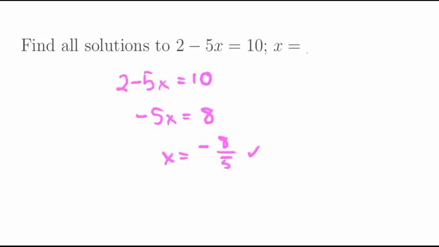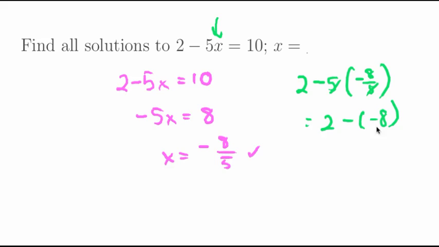Okay, that should be my answer, but once again, I'm going to be careful and check this out. So if I put that negative 8 fifths back in, I get 2 minus 5 times negative 8 fifths. And let's see, what does that equal? Well, the 5's cancel, and I have 2 minus negative 8. That's 2 plus 8, which is 10, which is what it's supposed to be equal to. So I know that this really is the solution, and that's my answer.